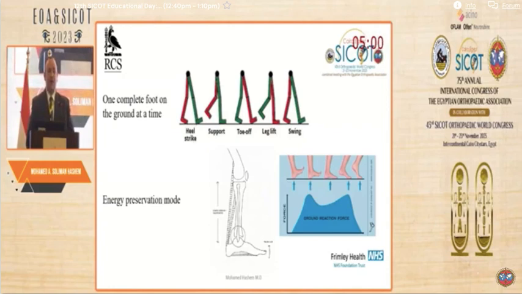So you always have one complete foot on the ground at a time. So when one foot is striking by the heel, the other foot is toeing off. So you have only one complete foot at a time on the ground. To get the gait to be energy efficient or energy preserving, you need to use the power of the ground reaction force to move your joints in a passive mode without using any energy. And if you need to use the muscles either to control this gait or to do an action, you need to use them in eccentric contraction. So eccentric contraction is the most energy preserving mode.